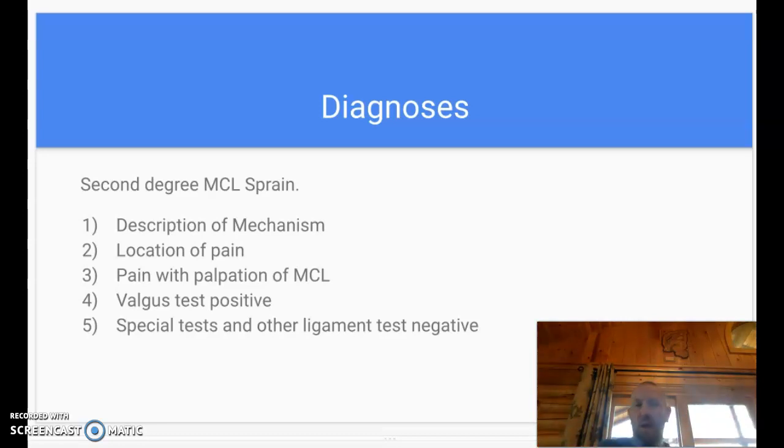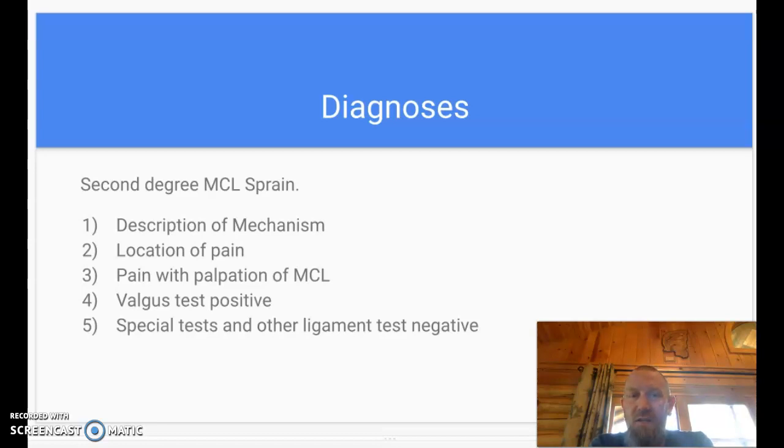The main reasons why I have come to that is the description of the mechanism. So when an athlete is ran into or has a mechanism like that, it really would be like a shear force across the joint, which would then cause a tensile force on the medial side, so stretching of that MCL. So you injure your MCL by getting hit on the lateral side of the knee, basically.